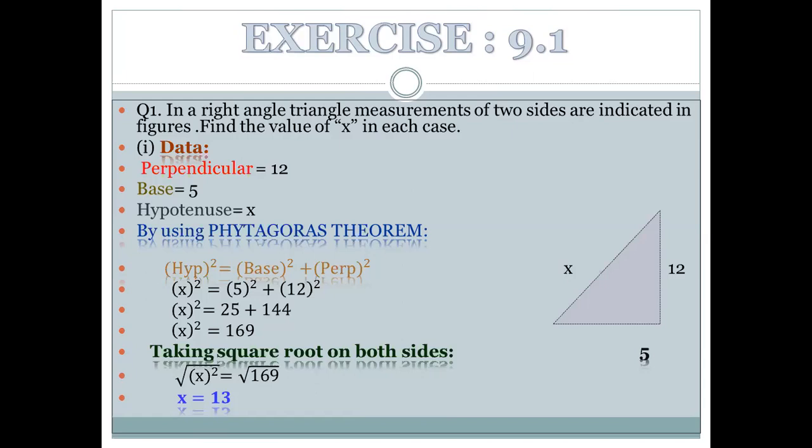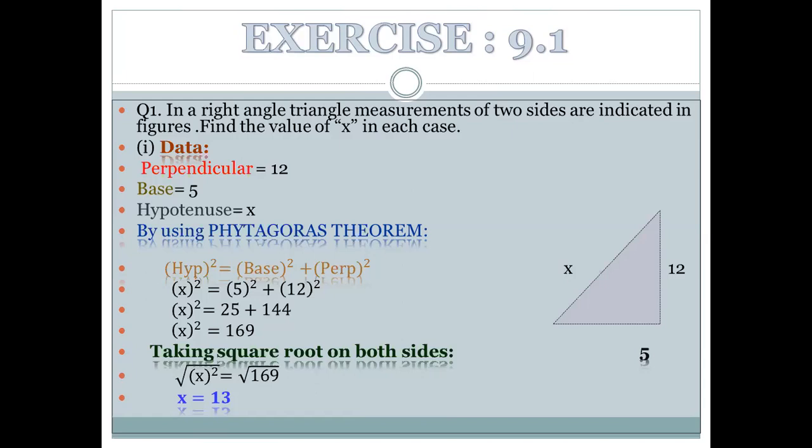We cannot write here minus, as you know that when we take the square root, we always put positive and negative sign in the answer. According to that rule, our answer must be x is equal to plus minus 13. But the length can never be negative, so that's why we put only the positive sign here. X is equal to 13 centimeter.